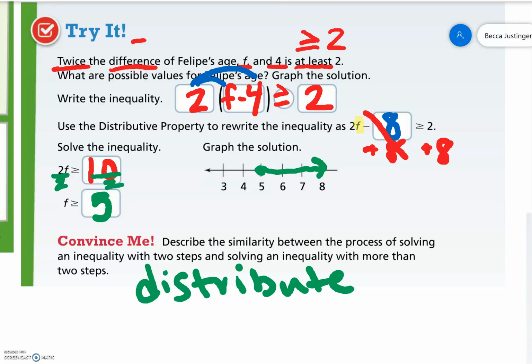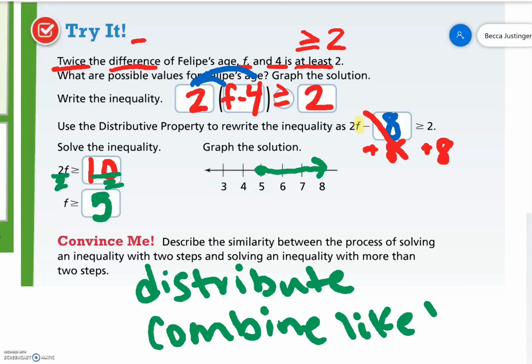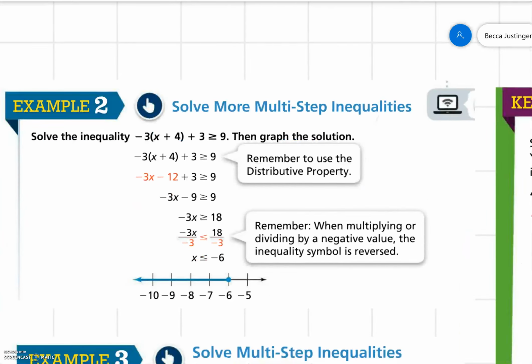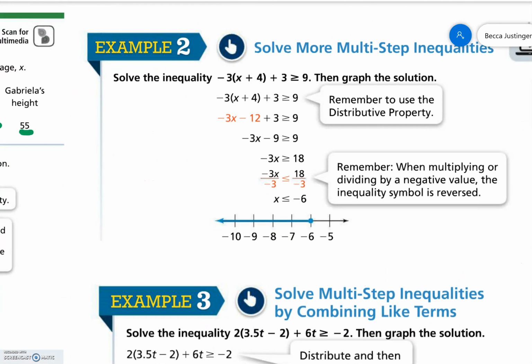Remember, distribute means to multiply, and combine like terms. All right, example number 2. Solve the inequality -3 times (x plus 4) plus 3 is greater than or equal to 9. Then graph. So first, we're going to use the distributive property.